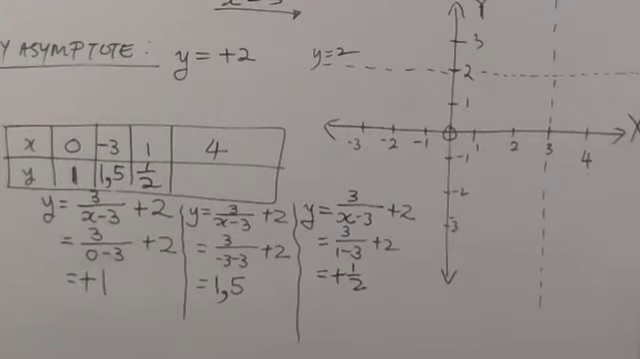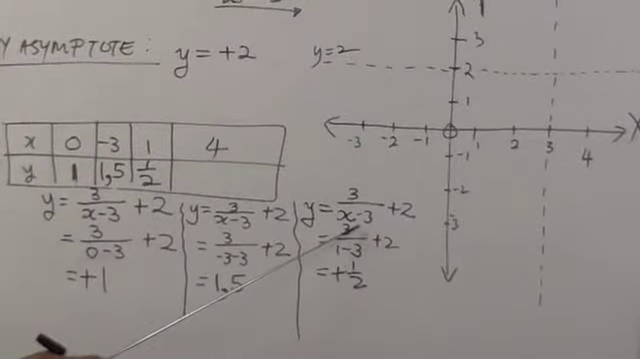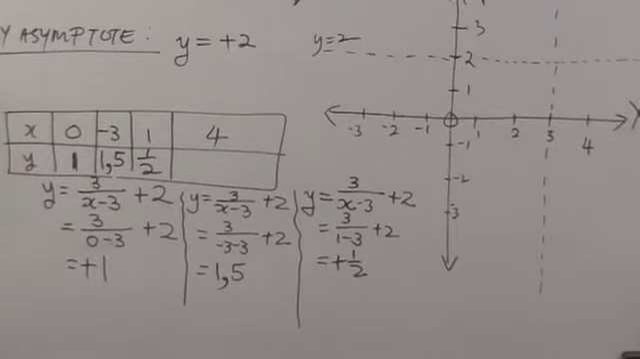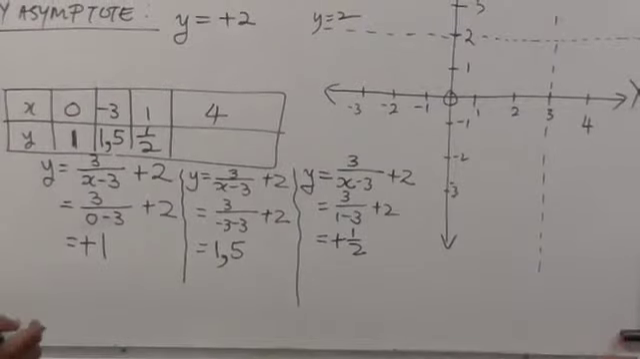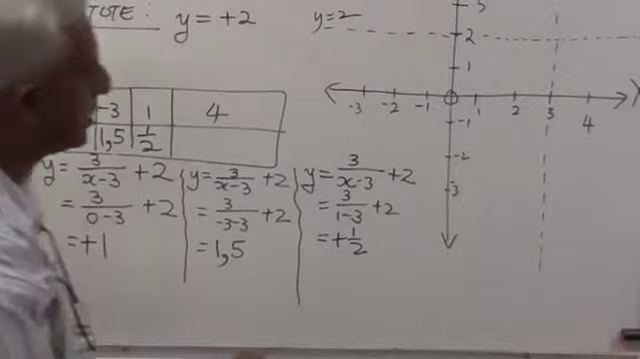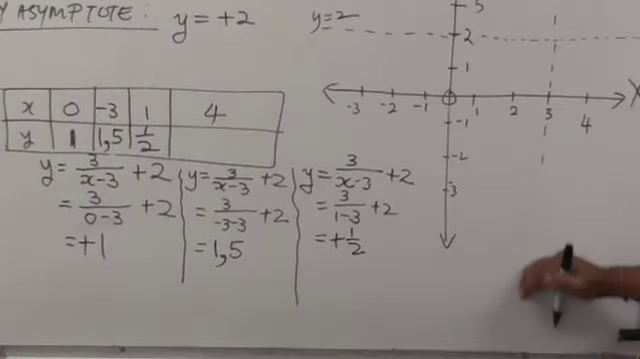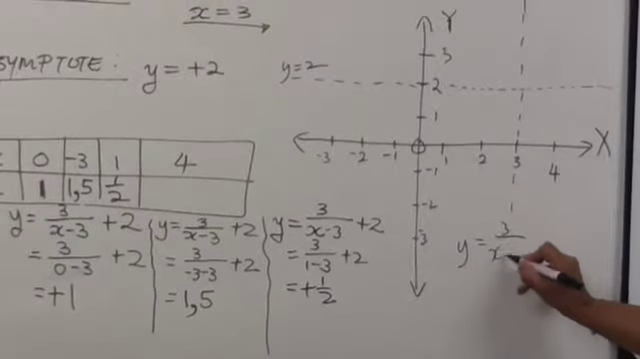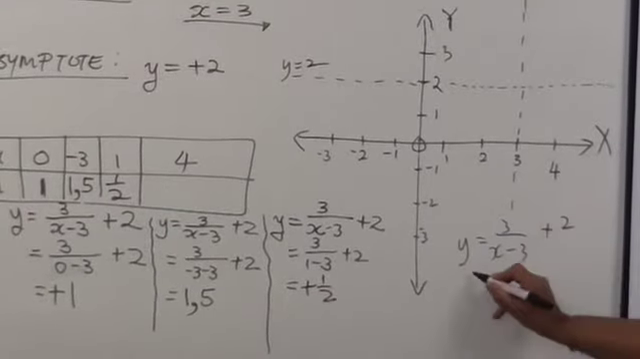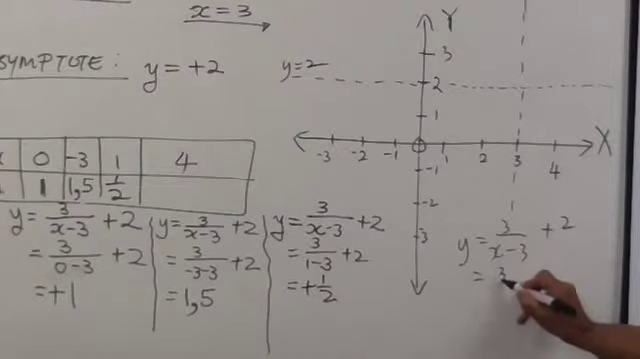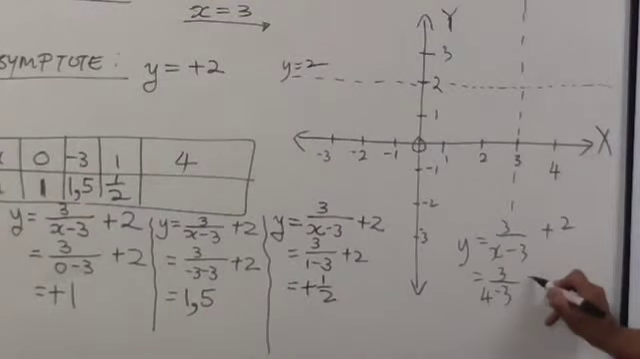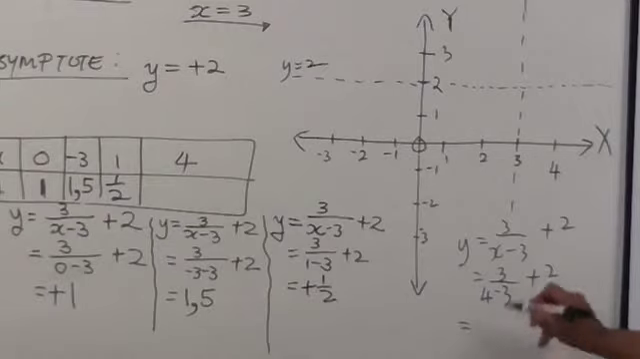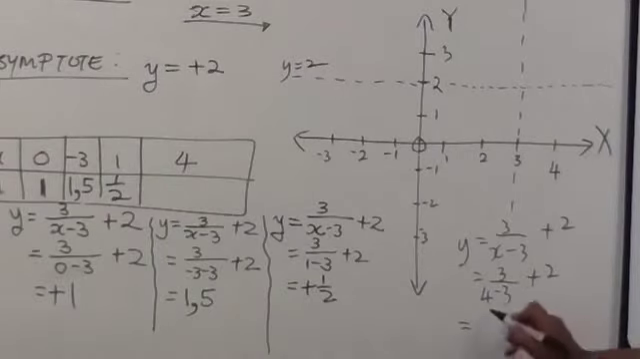And finally, for the last ordered pair, I'm not doing the working. Alright, let's do it. Let's do it here and we will erase it later. You got y is equal to 3 over x minus 3 plus 2. Now you're putting in 4. So it will be 3 over 4 minus 3 plus 2. And you put this in your calculator and you'll get the answer 5. Right.